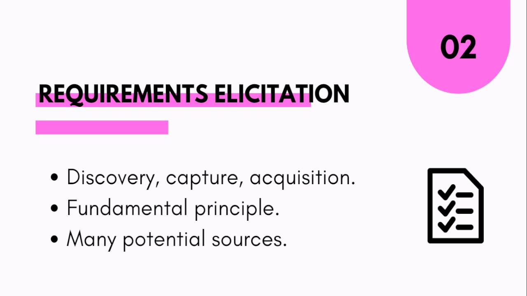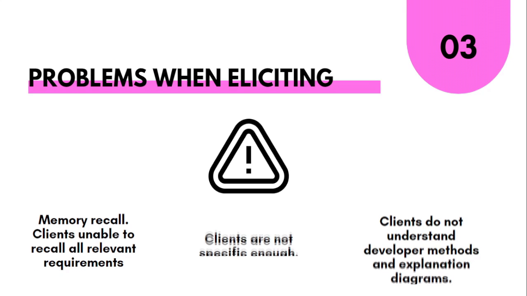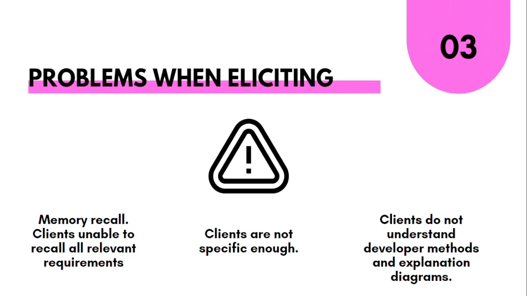There are many potential sources that can provide requirements, so it is important to analyze and know where to look for them. There are some problems that would probably occur when eliciting those requirements. The development team must ask the right questions and guide the client so the requirements are obtained as clearly as possible. For example, the clients are commonly unable to recall the requirements addressed in past meetings. Sometimes they are also not specific enough when describing the needed requirement, and clients might not well understand the developer team's methods to work on the project or the jargon used when trying to explain the project status.